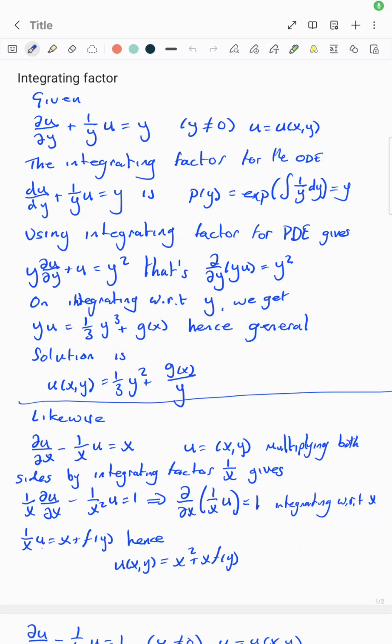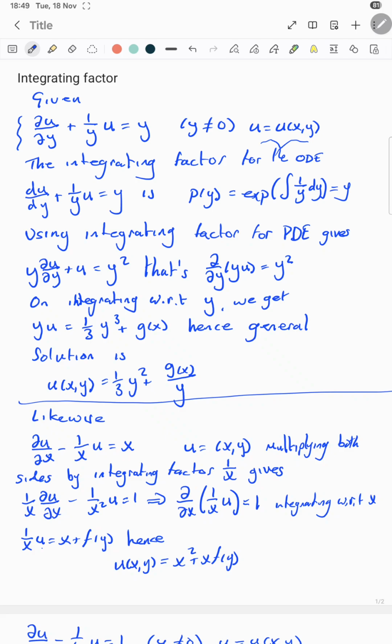Now let's give a few quick integrating factor method examples. We'll start with this one here: the partial derivative of u with respect to y plus 1 over y, u equals y. Now as usual, we're not dividing by 0, so y cannot equal 0, and u is a function of x and y, which explains why we're using partial derivatives here.